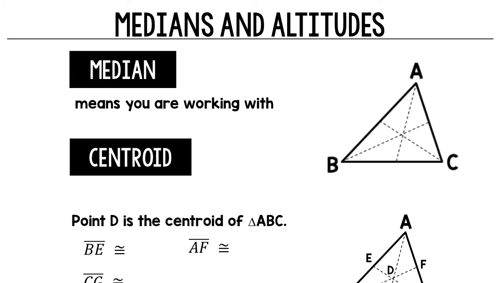Thanks for joining me today when we're going to talk about medians and altitude. So let's get started with medians first. Triangle ABC to the right here shows you medians. If we have medians, that means we're working with congruent segments.